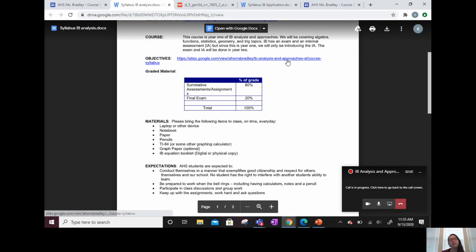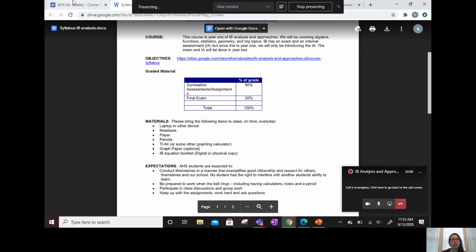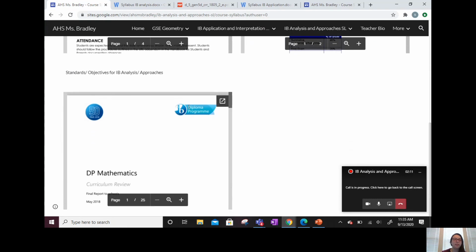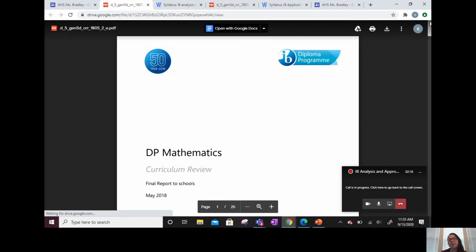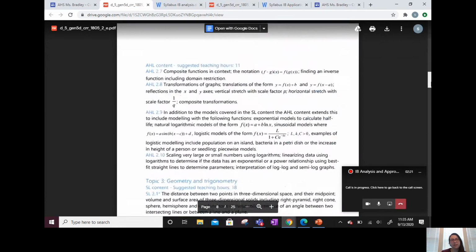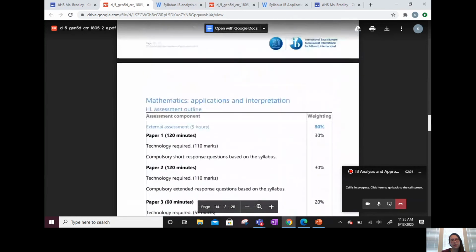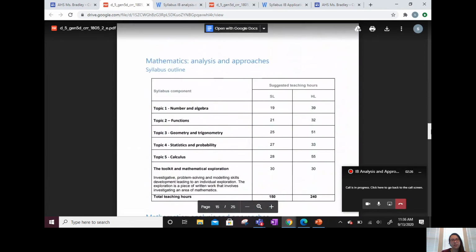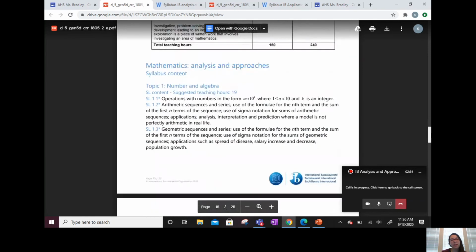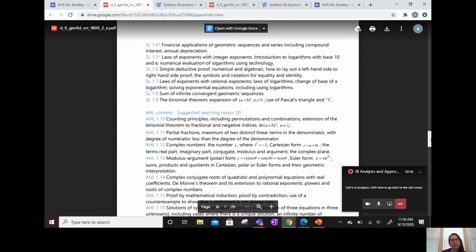The objectives, I have a hyperlink to the objectives, or if you go on my website, underneath the common syllabus and the class syllabus, I have that on there for you. This has both SL classes, so you have to scroll down to analysis and approaches to get those topics that we're covering. Because this is SL, we're only covering the SL topics.